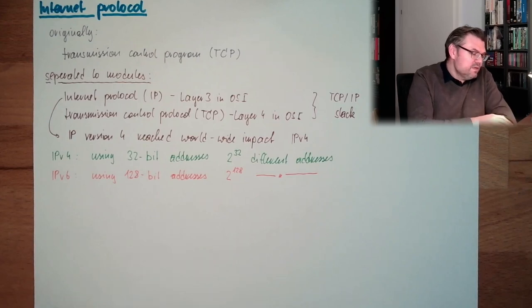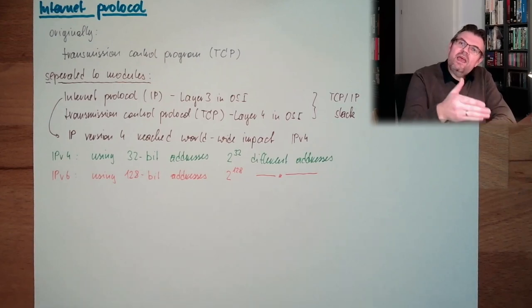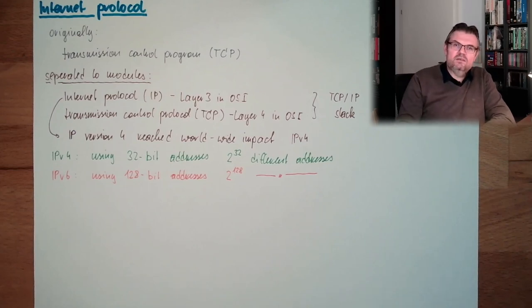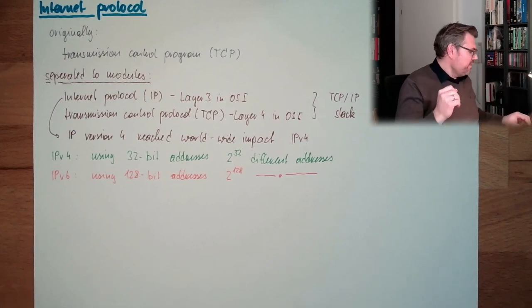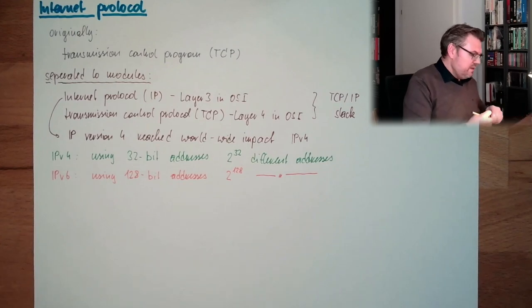What is the same? Every node has an address. Every node can be addressed by this address and reached by this address. And IP is working in packets.